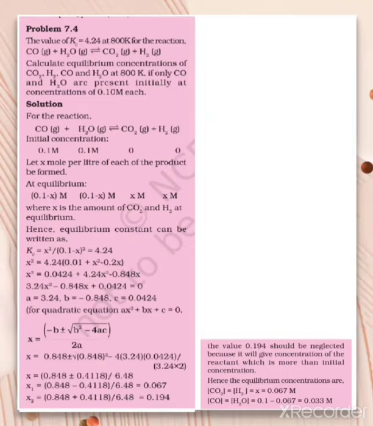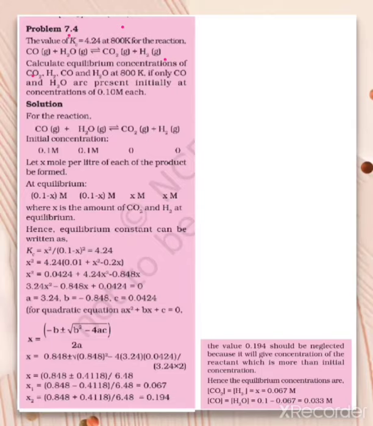This problem says that the value of Kc is given here, temperature 800 Kelvin is given, and this value of Kc is for this reaction, that is CO plus H2O give rise to CO2 plus H2. The question is, we need to calculate the equilibrium concentration for CO2, H2, CO and H2O at 800 Kelvin.